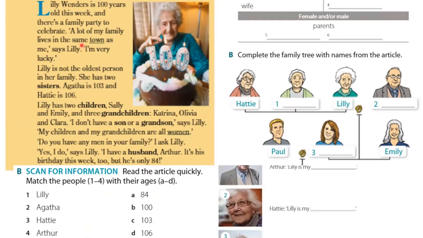For example, at the very beginning, we have that Lily Wenders is 100 years old. So we're going to write Lily 100. Okay, continue with the rest.